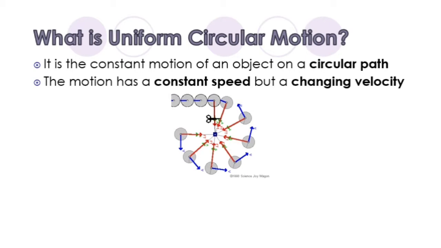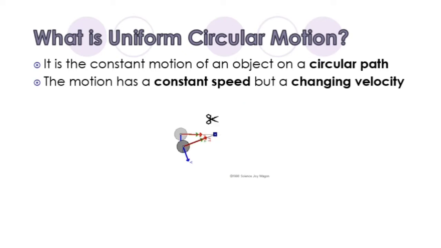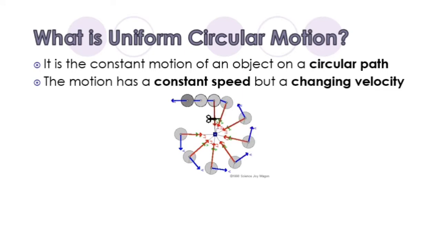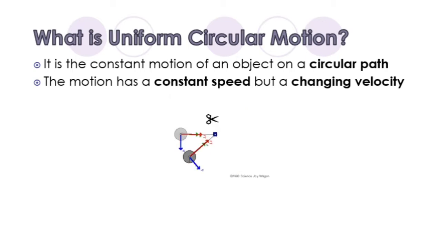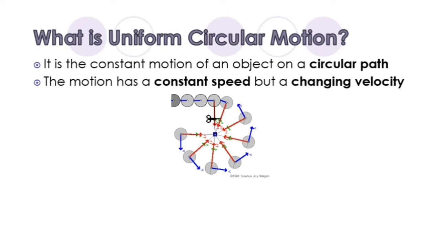As you can see here, we have an object moving around in a circle. The velocity, which is the blue arrow, is changing direction, but it's not changing magnitude. And if you take away that red line, which is the force trying to keep the object in the circular path, then it will continue to move in that direction.